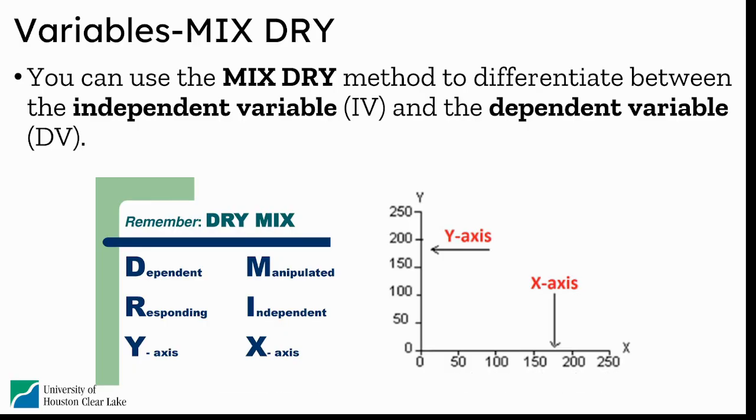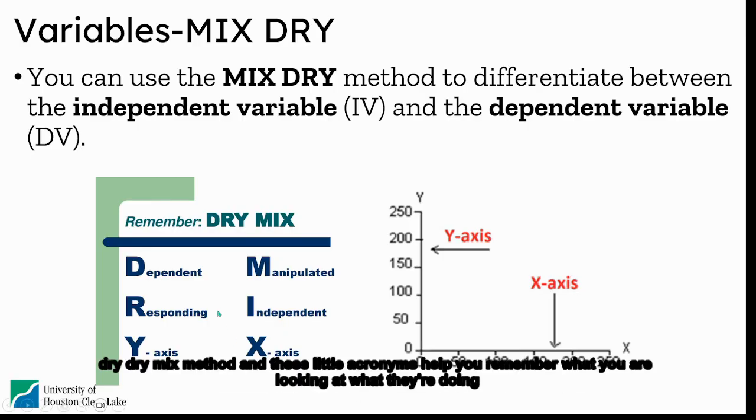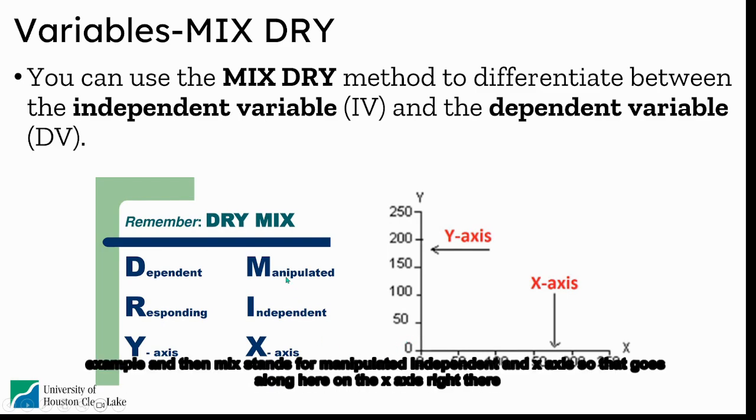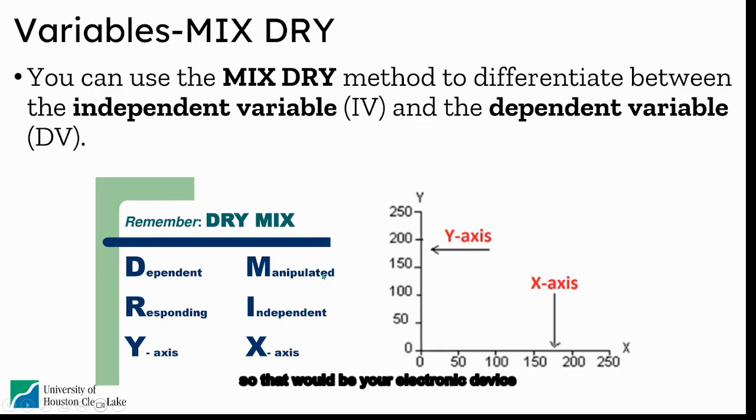So a way you can remember how to keep the independent and the dependent variables separate is to use the mix dry or dry mix method. And these little acronyms help you remember what you are looking at, what they're doing, and what axis you would plot those variables on if you were making a graph. So dry stands for dependent, responding, and y-axis. So this is what you're measuring, okay? And it goes right here. So that would be sleep latency from our other example. And then mix stands for manipulated, independent, and x-axis. So that goes along here on the x-axis right there. So that would be your electronic device use group, okay? And it's plotted on your x-axis.